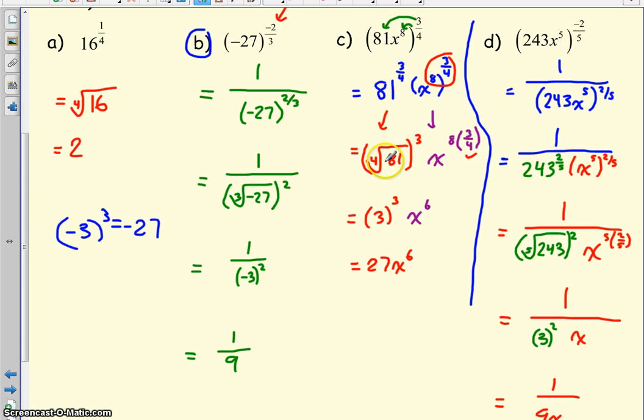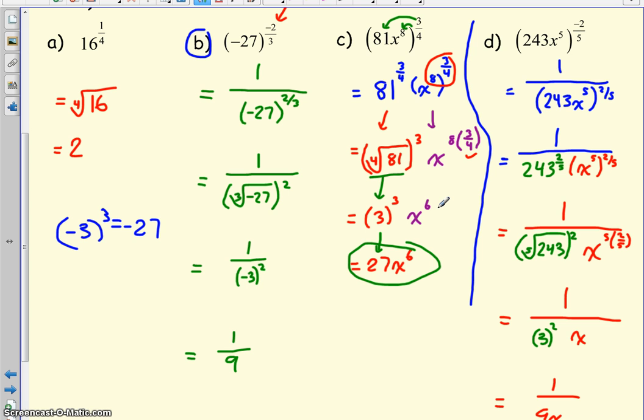Okay, so take that a little bit further. Now the fourth root of 81 is going to be equal to 3. Okay, and 3 cubed is going to be equal to 27. As for the variable portion, if I multiply the exponents together, 8 times 3/4 gives me 6, so I wind up overall with 27 times x to the exponent 6.